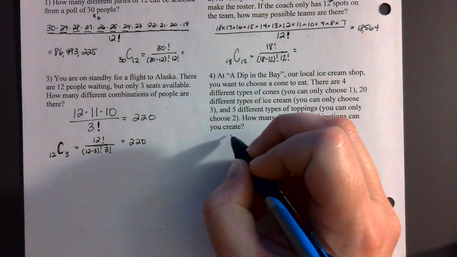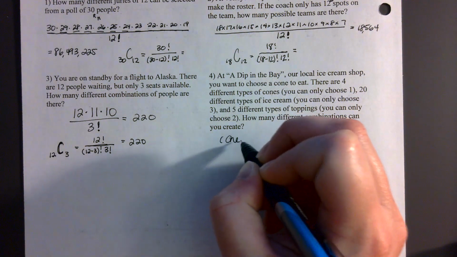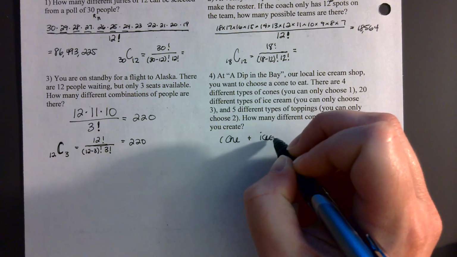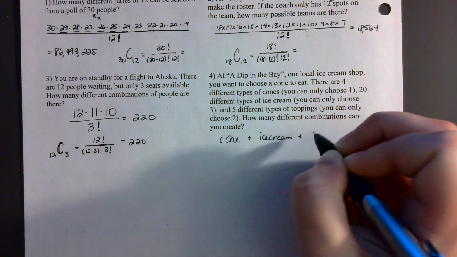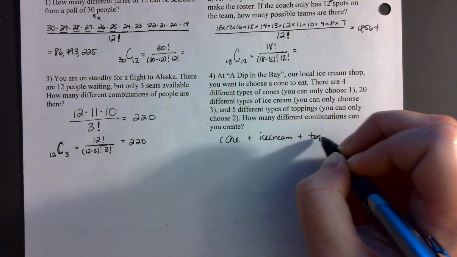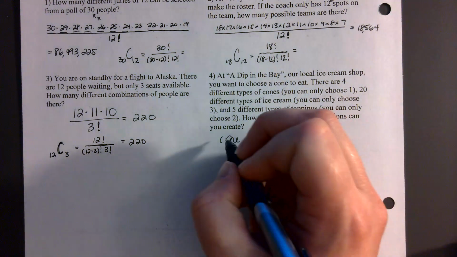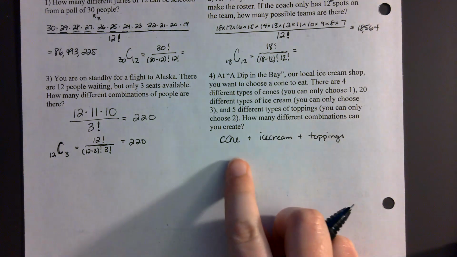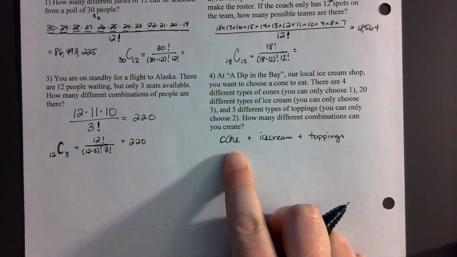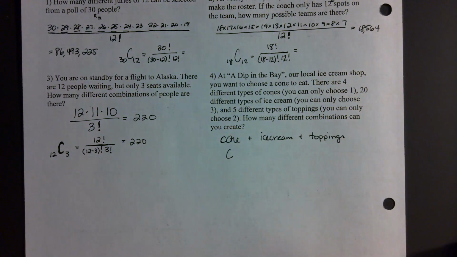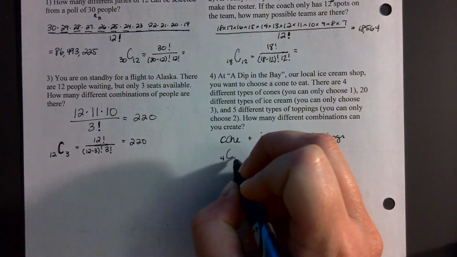So we have 3 different things that we're looking at. We're looking at cone, plus we want the number of different ways we can do ice cream, plus the number of toppings. So looking at the number of ways that we can choose a cone, out of the cones, I'm going to use our notation here. So we have our combination. We have 4 different cones, and we can only choose one.